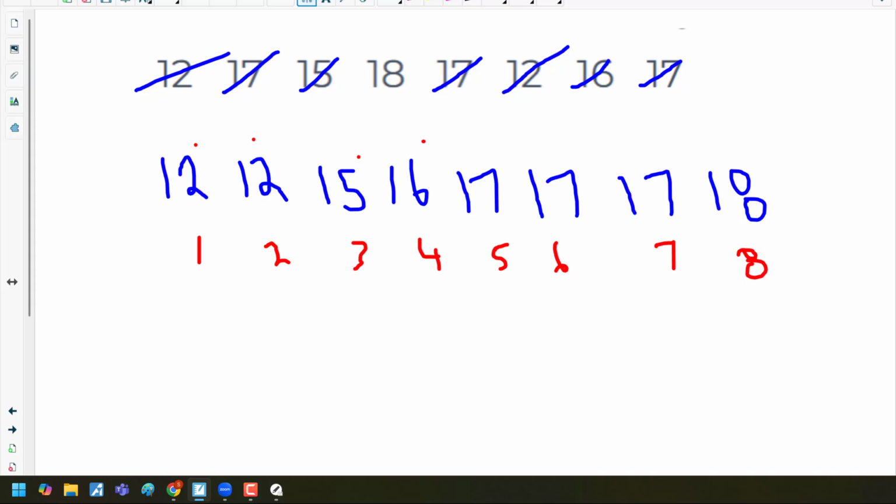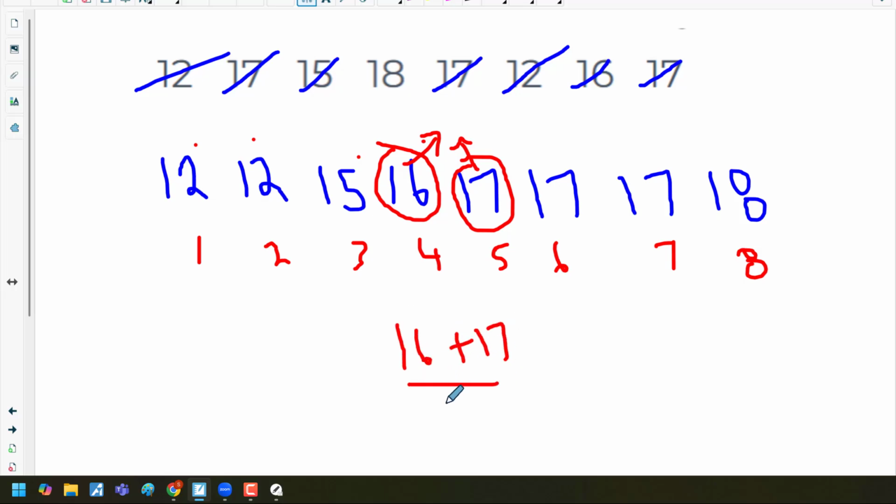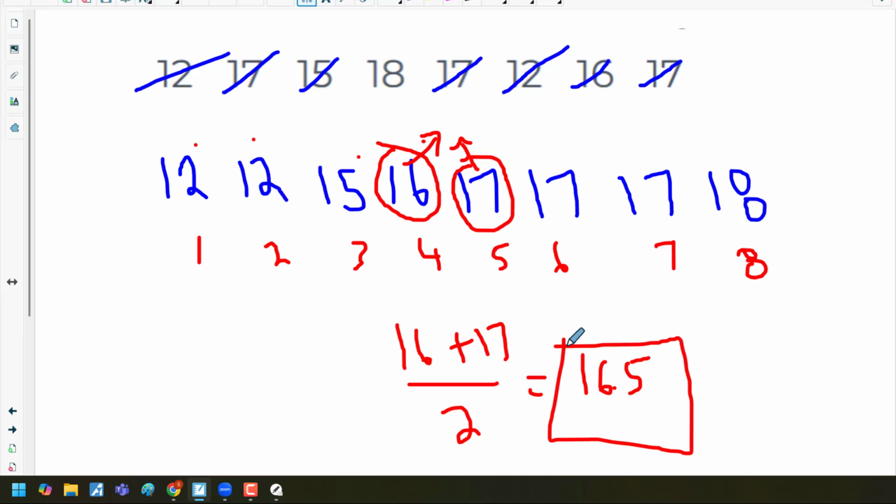So how do we do that? This is a bit trickier. We know that there's two middle numbers. 16 and 17 are both the middle numbers. So what do you do? You take the average, or the mean, of these two values. So you do 16 plus 17 divided by 2. And I already know the middle between these two numbers is 16.5. Because what else is the middle of 16 and 17 going to be? 16.5. So in this case, the median is 16.5.